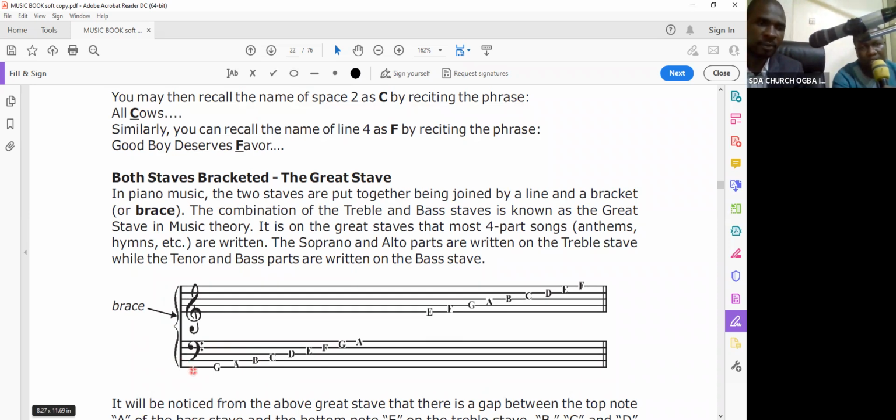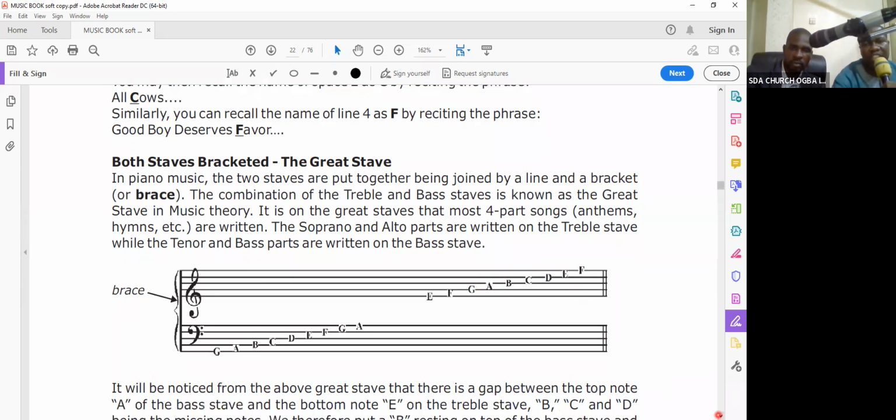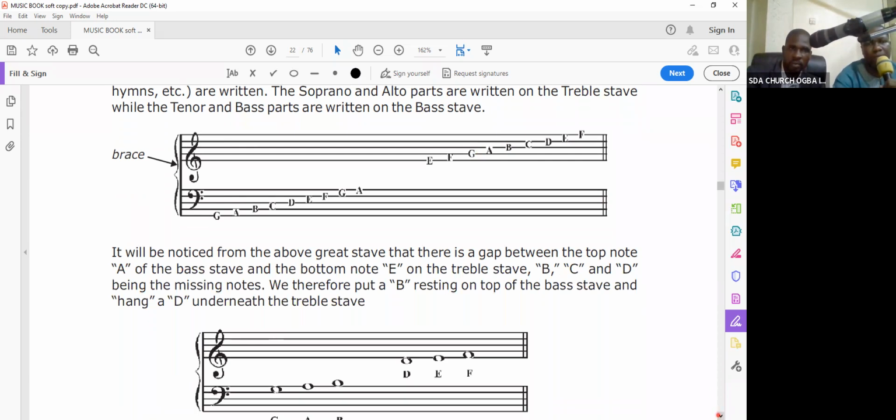This is a brace, and then we have the treble stave up, the bass stave down, and the names of the lines and spaces have been enumerated, where you have G as line 1, the space as A, that's space 1, line 2 is B, space 2 C, line 3 D, space 3 E, and so on. Then we come here, line 1 is E, space 1 is F, line 2 is G, space 2 is A, and so on up to line 5, which is F also.